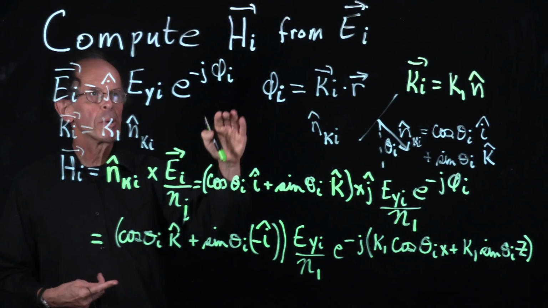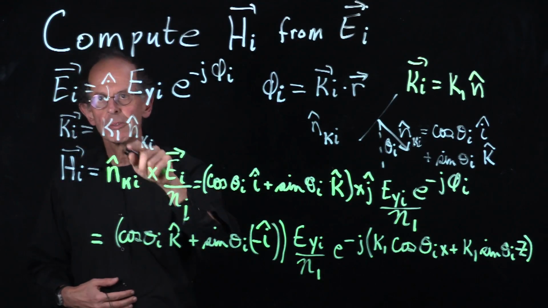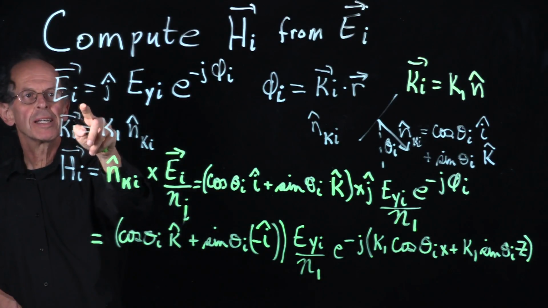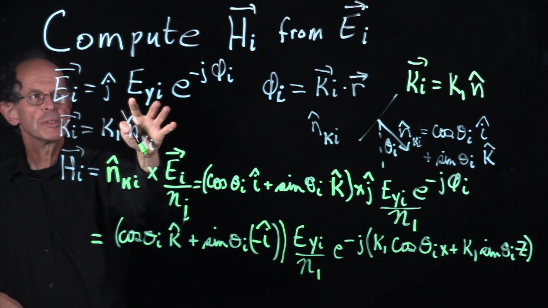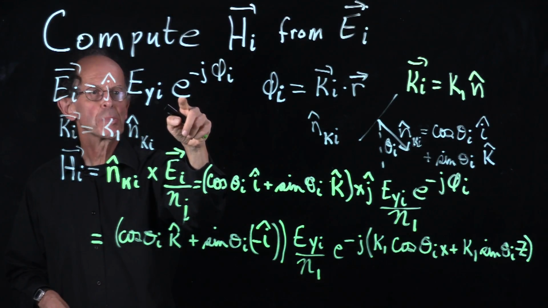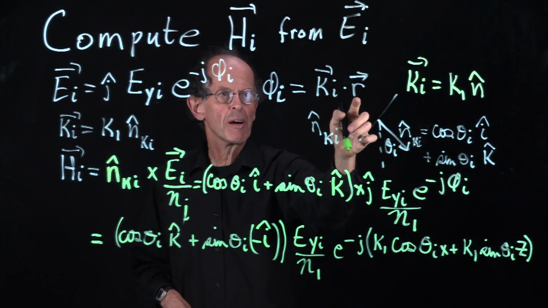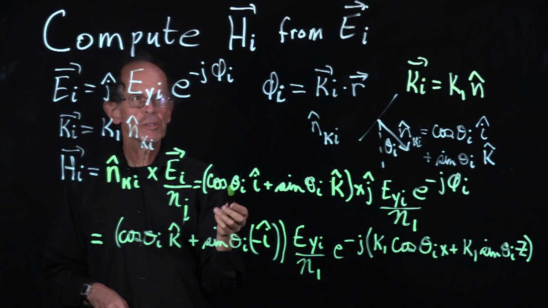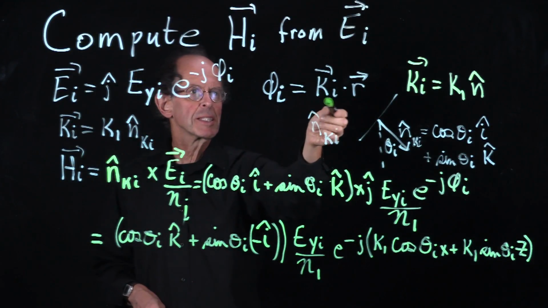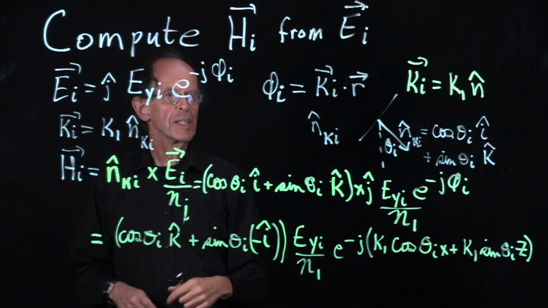Let's continue by computing HI from EI. To do that, we first of all write down EI. Direction, j hat. Amplitude, EYI. And the exponential part, the phasor term, e to the minus j phi I. Phi I is ki dot r. So what's left to do? Well, we need to know what ki is, and that's in terms of geometry, and then compute H.